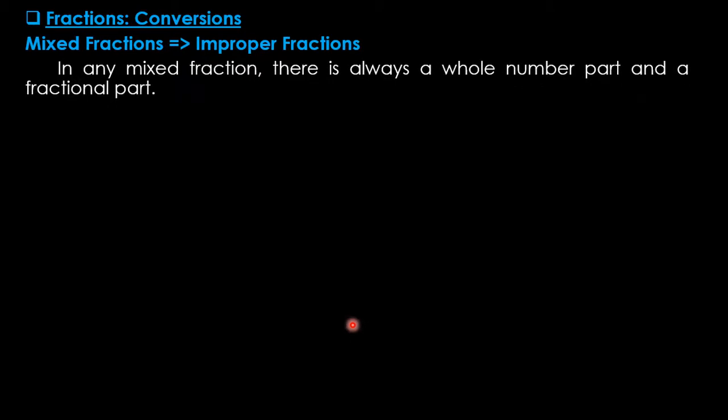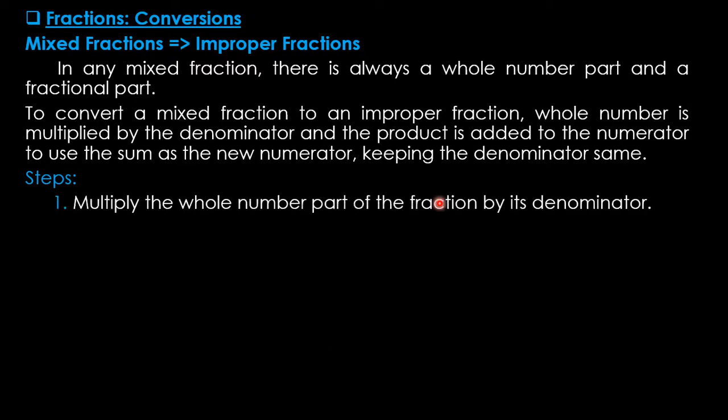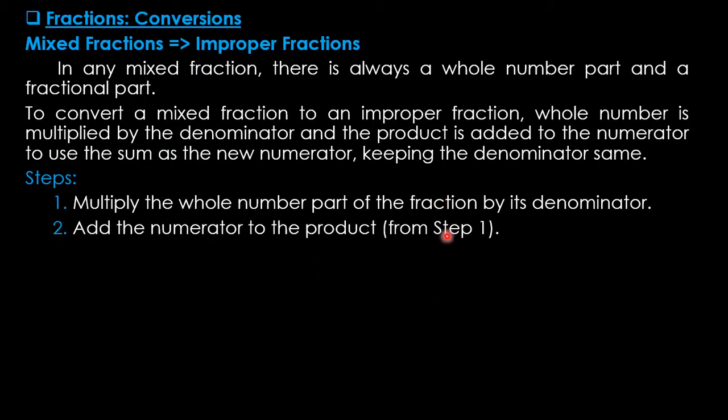Now fraction conversions from mixed fractions to improper fractions, just the opposite. In any mixed fraction there is always a whole number part and a fractional part. To convert a mixed fraction to an improper fraction, the whole number is multiplied by the denominator and the product is added to the numerator to use the sum as the new numerator, keeping the denominator the same. So the steps: number 1, multiply the whole number part of the fraction by its denominator, then add the numerator to the product from step 1.